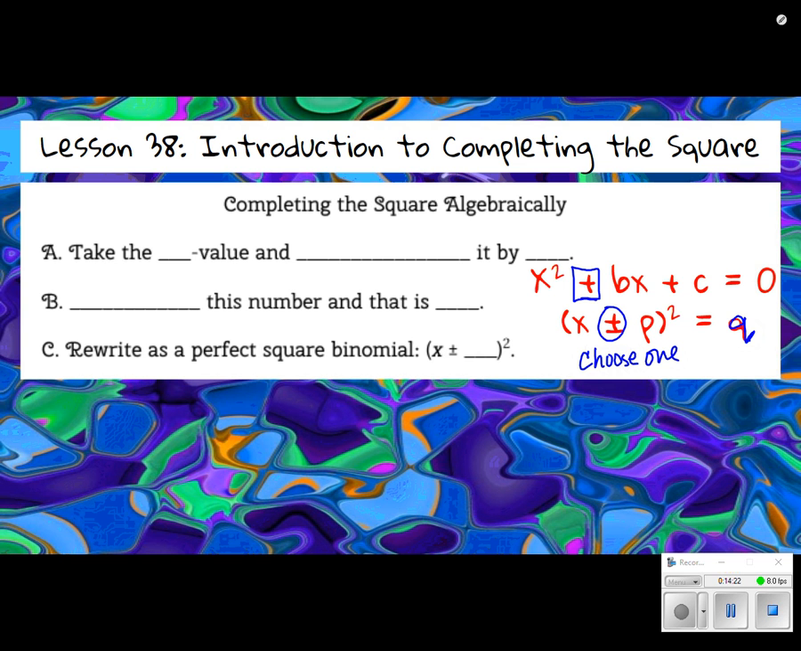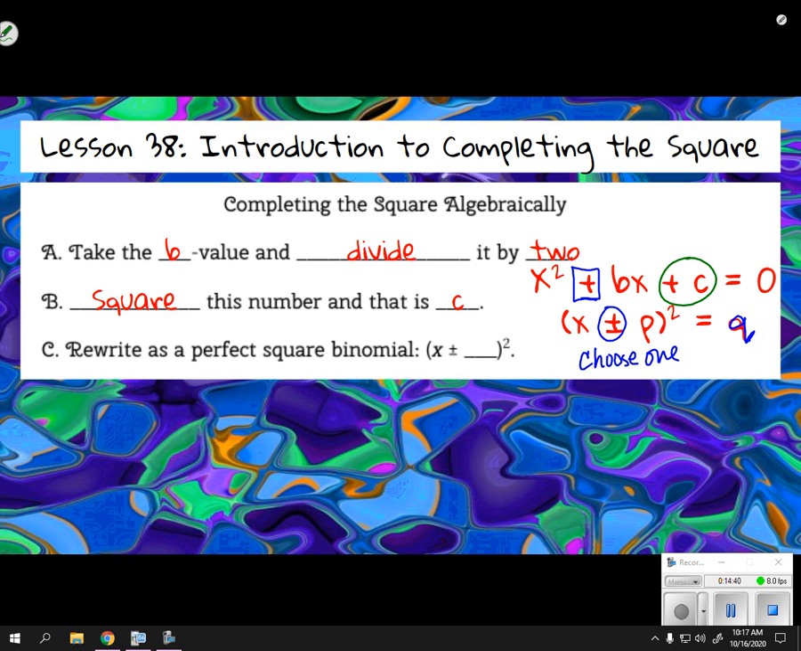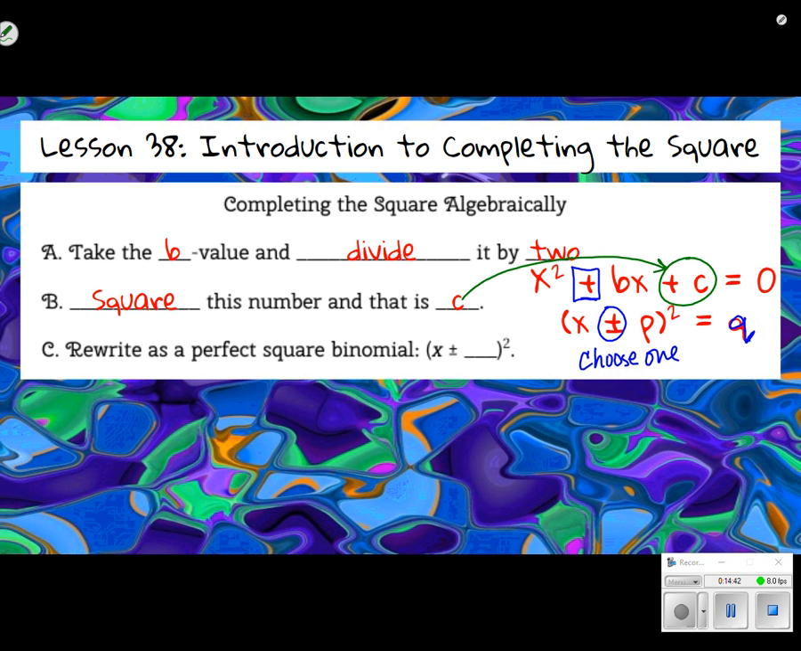All right, so what we're going to do is take the b value, divide it by 2. Then we're going to square this number, and that is going to be this c value. That c value is what we're talking about. And then when you go to plug it in and rewrite it, inside the parentheses it's going to turn into p. Now, we will be doing something with that. The number itself will change a little bit.